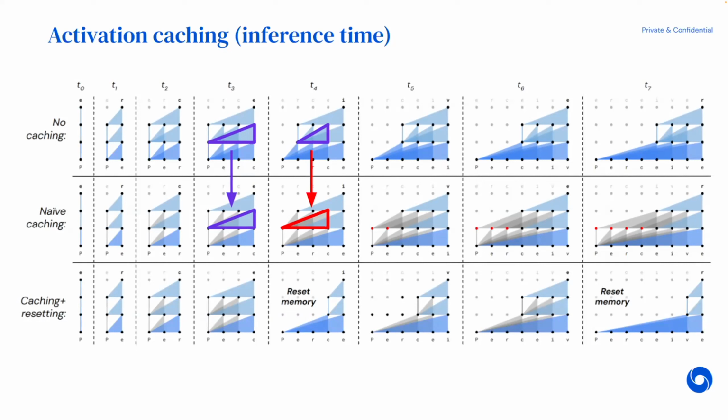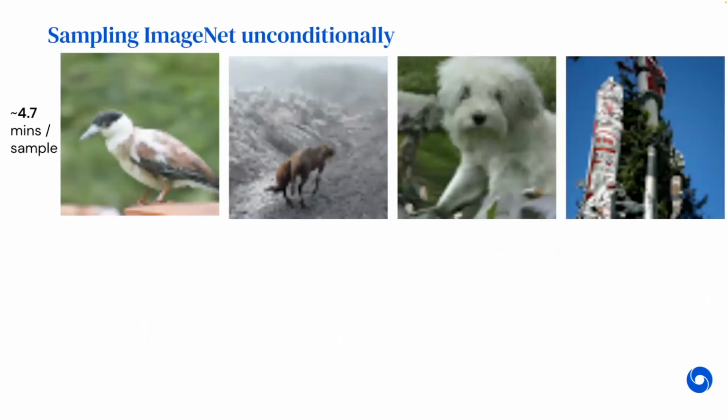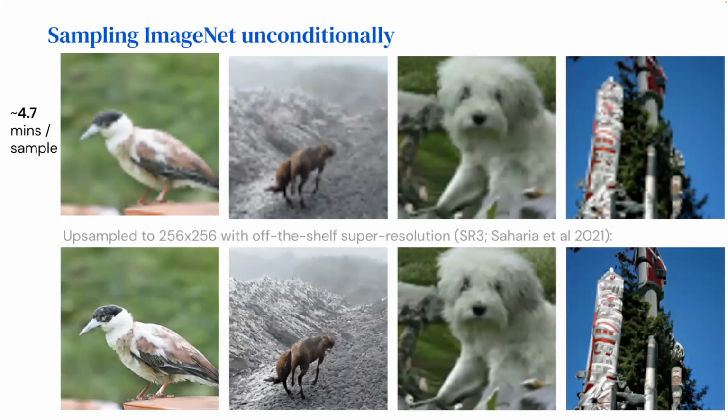And we find this leads to results that are qualitatively indistinguishable from using just a naive sampling strategy, but producing much better runtime. So with this caching in place, we produce full samples in less than 5 minutes. And if we take these models and run them through an off-the-shelf super resolution model, we can very easily produce high-quality unconditional samples from ImageNet.